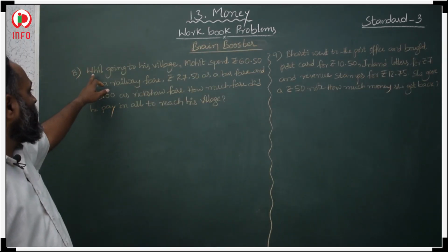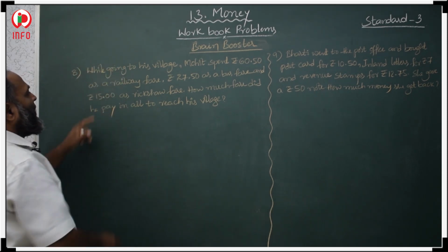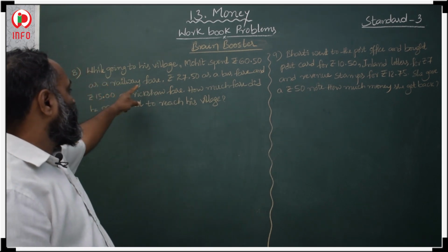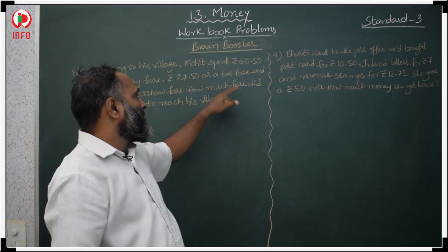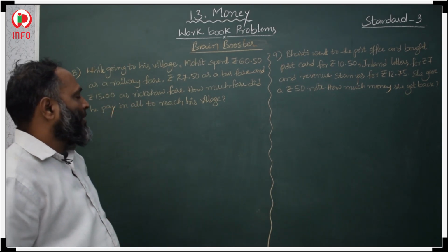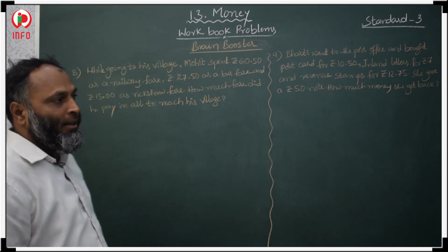Students, next question. While going to his village, Mohit spent 60 rupees 50 paisa as railway fare, 27 rupees 50 paisa as bus fare and 15 rupees as rickshaw fare. So how much fare did he pay in all? So it means we should add here.